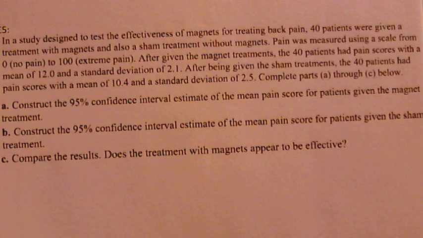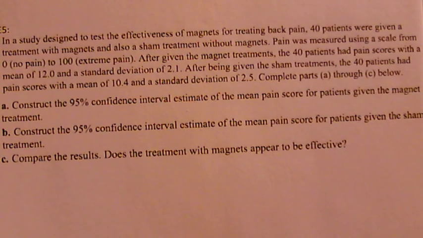After given the magnet treatments, the 40 patients had pain scores with a mean of 12.0 and a standard deviation of 2.1. After giving the sham treatments, the 40 patients had pain scores with a mean of 10.4 and a standard deviation of 2.5. And here you want to complete parts A through C below.